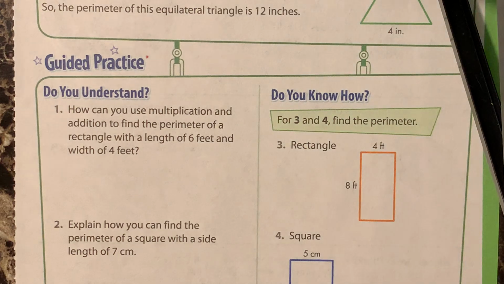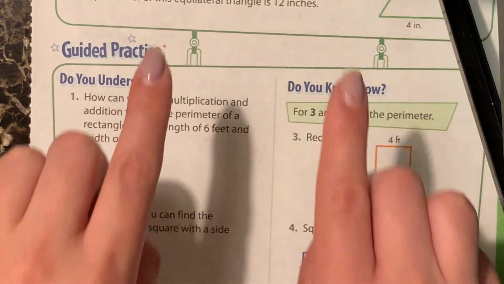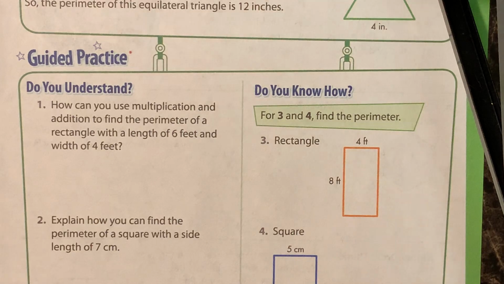So I know the length and I know the width and I know I'm finding the perimeter, which remember, perimeter is around, area is inside. So when we're finding the perimeter, we're adding all the side lengths together. And we know that opposite sides, or parallel sides, are equal in a rectangle.